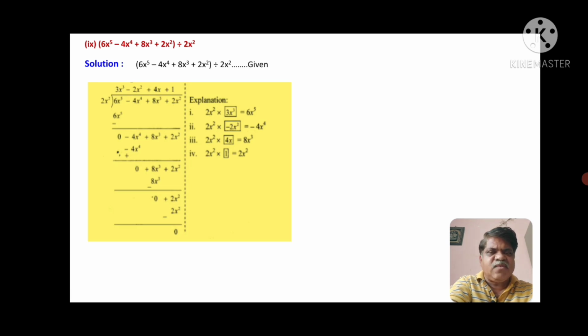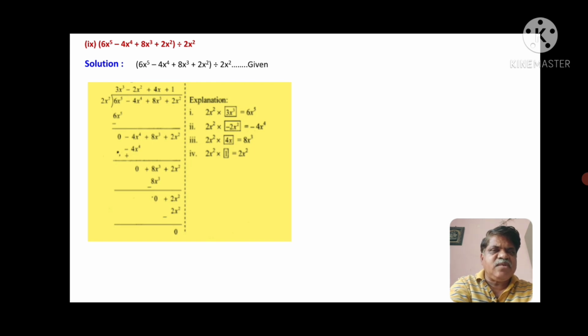The next terms should be taken for the second step: minus 4x fourth plus 8x cube plus 2x square. In the second step, 2x square is multiplied by what term to get minus 4x raised to 4? So minus 2x square is the term that we can write in the quotient. The product of these two gives minus 4x raised to 4. Both get cancelled, and what remains is 8x cube plus 2x square. So in this third step, 2x square is multiplied by what to get 8x cube, that is 4x. This 4x will become the third term of the quotient.